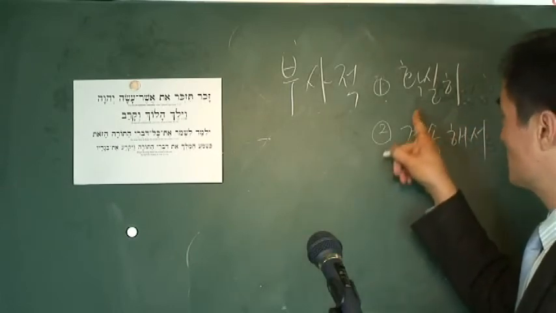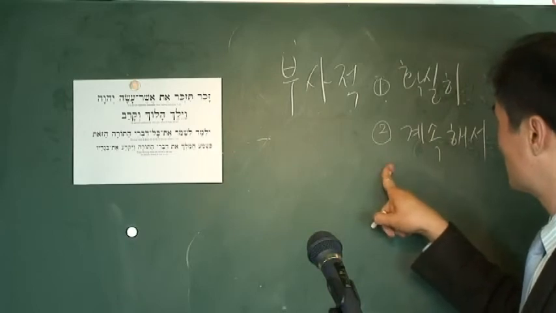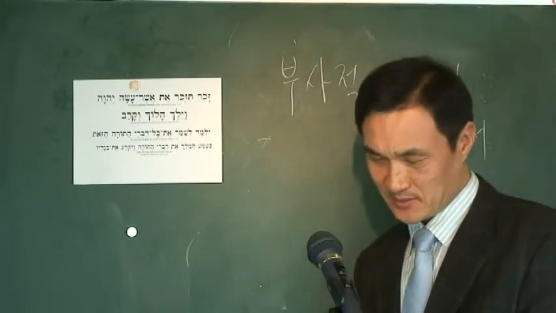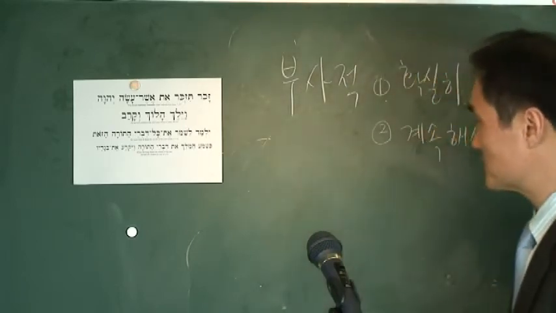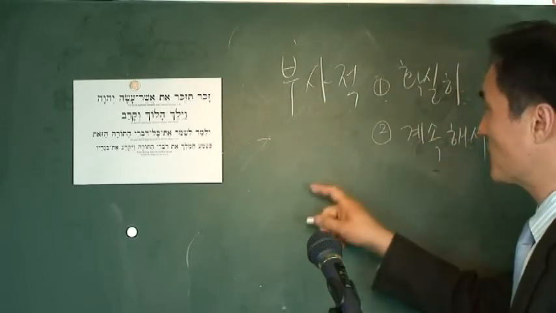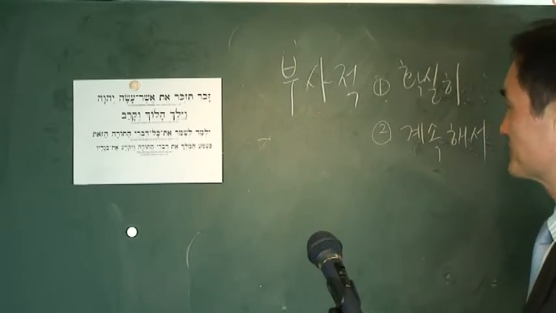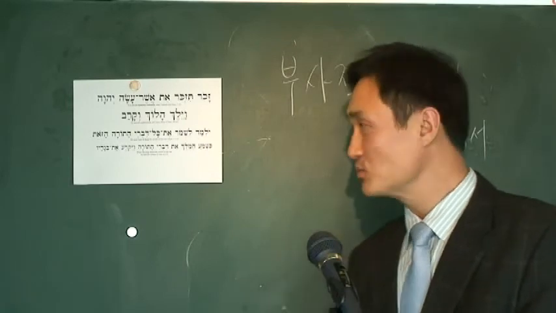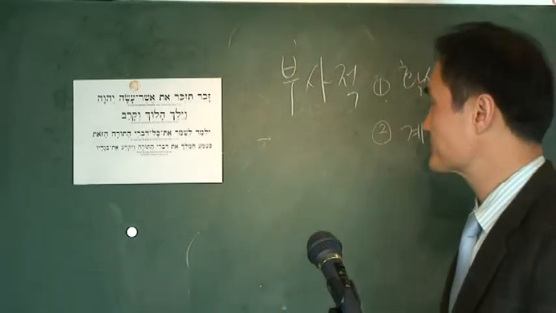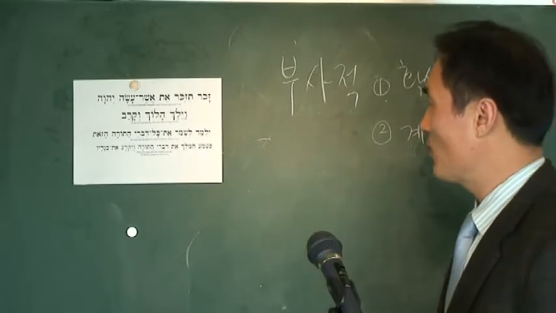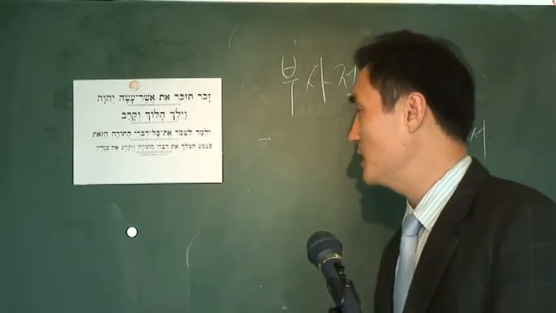Second, it means continuously. First, it meant for certain, and second, it means continuously. This is applicable when it comes after the leading word of the verb. Let's look at a second sentence as an example.